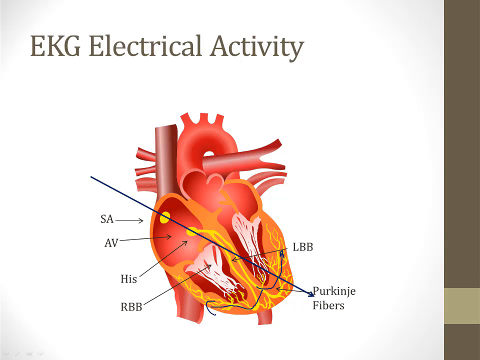Each of the 12 different EKG leads is going to look at this summation vector from a different vantage point, and therefore each of the 12 leads is going to show the QRS complex, which represents ventricular depolarization, as a different shape because it's looking at the same summation vector of forces from a different vantage point.